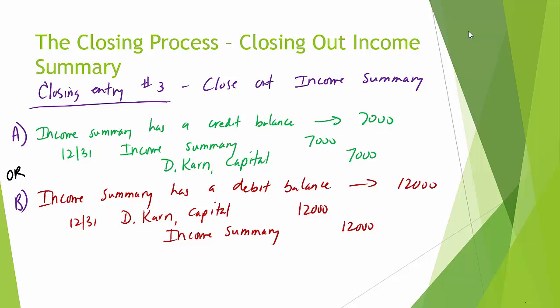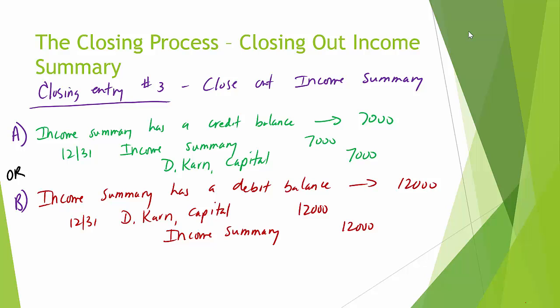So in this case, when you have two possible scenarios, letter A is what we actually have. Please know that letter B is a separate, totally made up illustration here. So letter A, income summary has a credit balance, which we had of $7,000. So we would have to close that out. We'd have to do the opposite of that and debit income summary for $7,000. And then credit the owner's capital account, because think about it. If you have net income, what's going to happen to capital? It's going to increase because on the statement of owner's equity, we added it in. So that's how you would close out income summary if it had a credit balance.